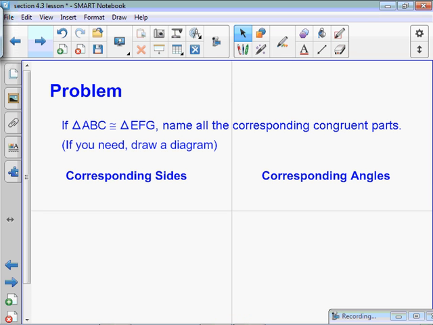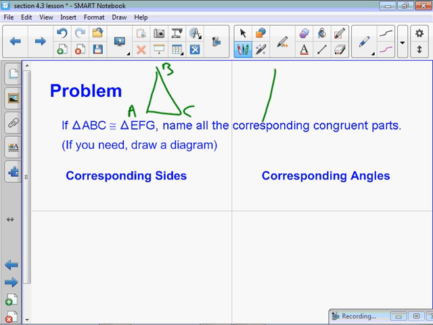Okay. If triangle ABC is congruent to triangle EFG, name all the corresponding parts. If you need to draw a diagram, I need to draw a diagram because I have trouble thinking about this if I do not have a picture. And there's nothing wrong with drawing a picture. Okay? So, this is triangle ABC. This is triangle EFG.